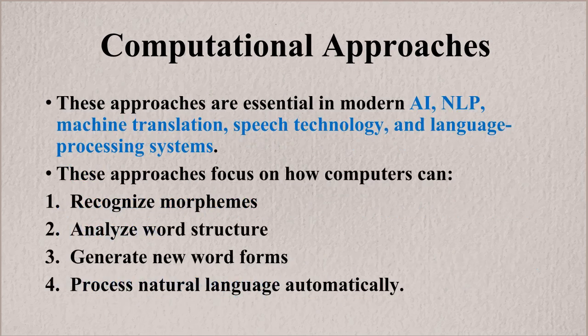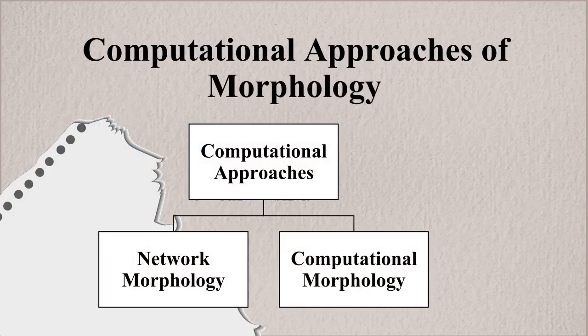These approaches are essential in modern AI, artificial intelligence, NLP, natural language processing, machine translation, speech technology, and language processing systems. These approaches focus on how computers can recognize morphemes, analyze word structure, generate new word forms, and process natural language automatically. There are two main types of computational approaches: network morphology and computational morphology. Now, we will go through these two approaches one by one and unpack them in detail.